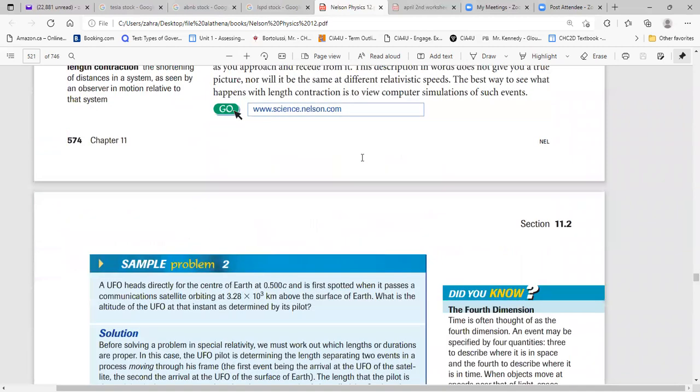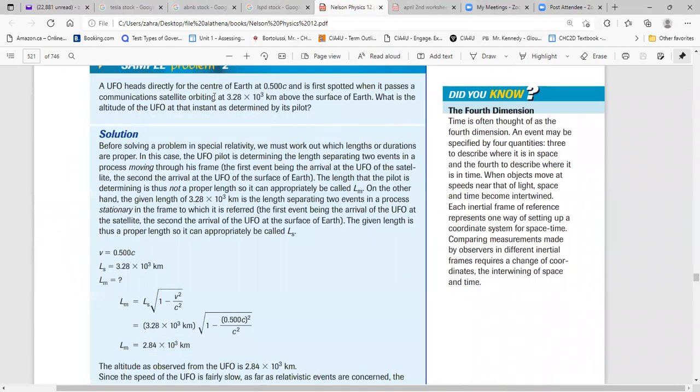So let's just look at the question. A UFO heads directly for the center of the Earth, 0.5c is the velocity of the spacecraft. When it passes a communication satellite, the satellite is orbiting at 3.28. So this is the one that is actually observed on Earth, right? What is the altitude of the UFO at the instant it is determined by the pilot? I want to find this distance, and when the pilot is moving with the speed, we'll see this distance to be contracted.